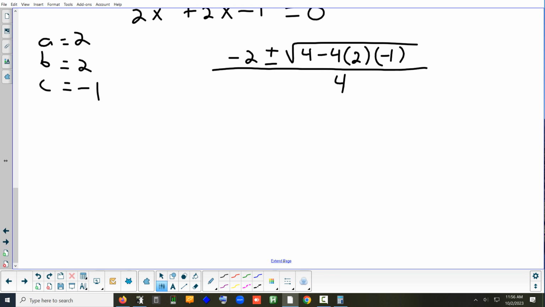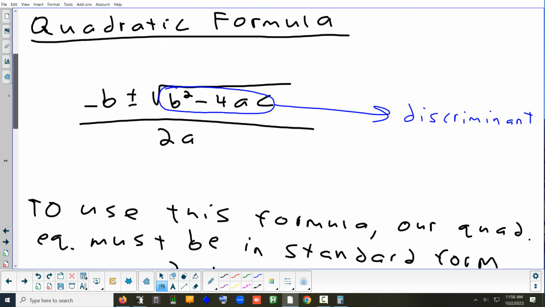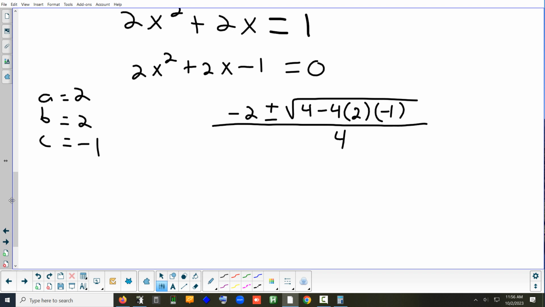Now look at this part. The part under the square root is called the discriminant. In our discriminant, we're subtracting a negative number. So what happens when you subtract a negative? It becomes a positive, so I might as well make that a positive. Now I get the square root of 4 plus 4 times 2 times 1, which is 8. 8 plus 4 is 12. So the square root of 12, over 4.